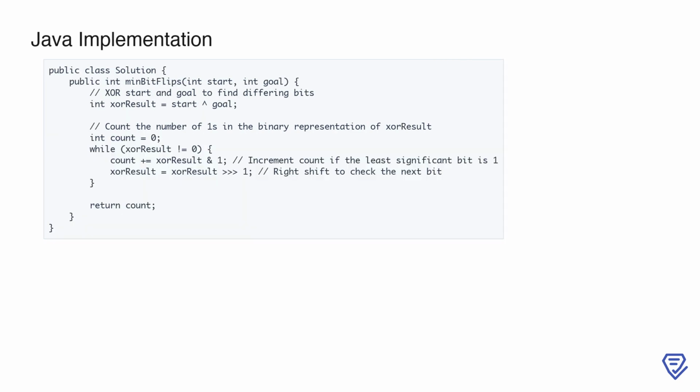This is the Java implementation of the minimum bit flips to convert number problem from LeetCode. The logic mirrors the Python solution, leveraging the XOR operation to identify differing bits between two numbers. The while loop efficiently counts the number of differing bits using bitwise operations. Key differences from Python include explicit type declarations and the use of Java's unsigned right shift operator to handle binary manipulation.